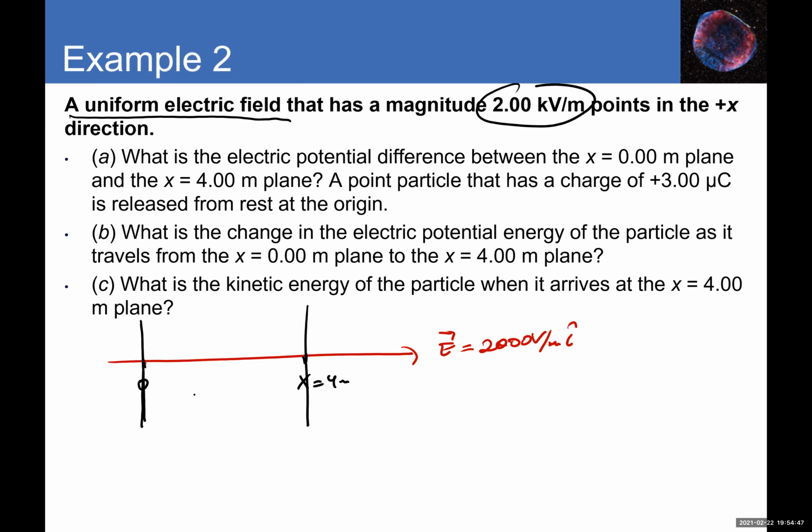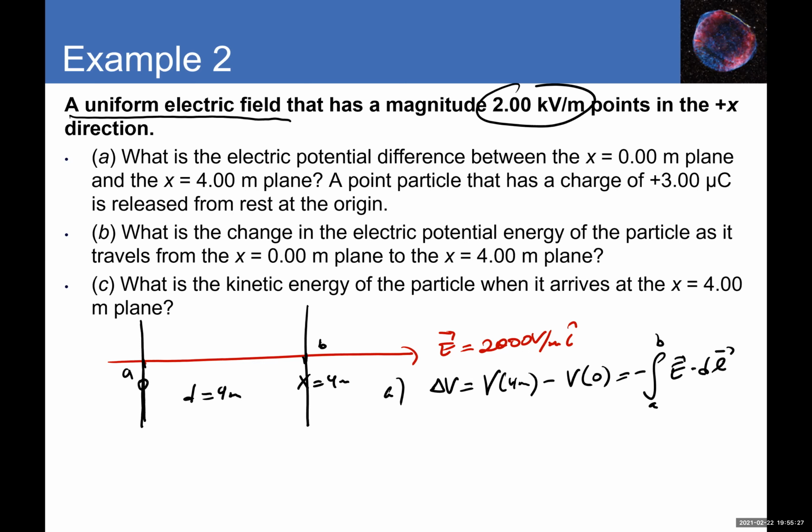So what is the electric potential difference between the x equals 0 meter plane and the x equals 4 meter plane? One thing I know here is my d is 4 meters, and my electric field is 2000 volts per meter. Then delta V for part A is my potential at 4 meters minus my potential at 0 meters. This is equal to the negative of the integral going from point A to point B of E dot dl.